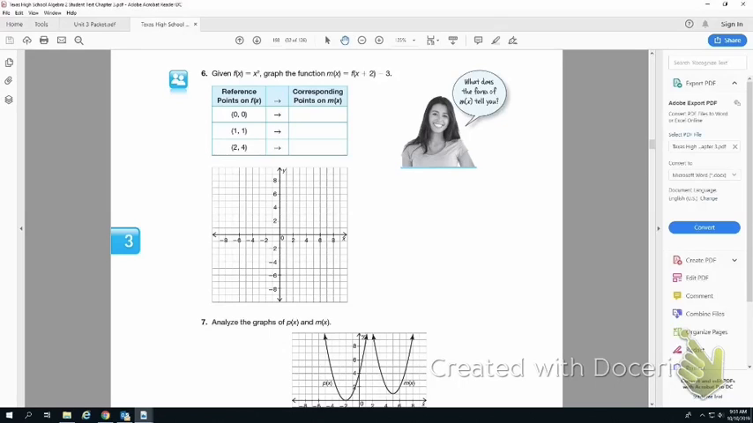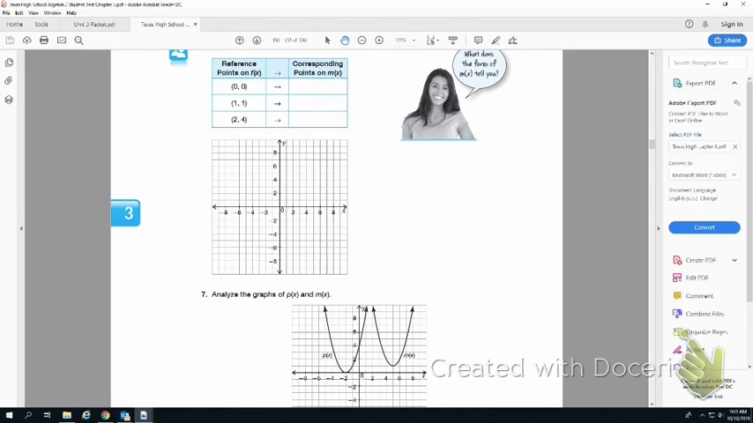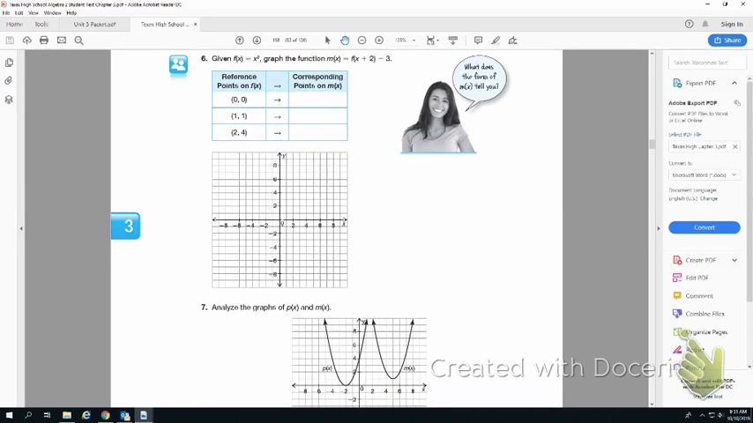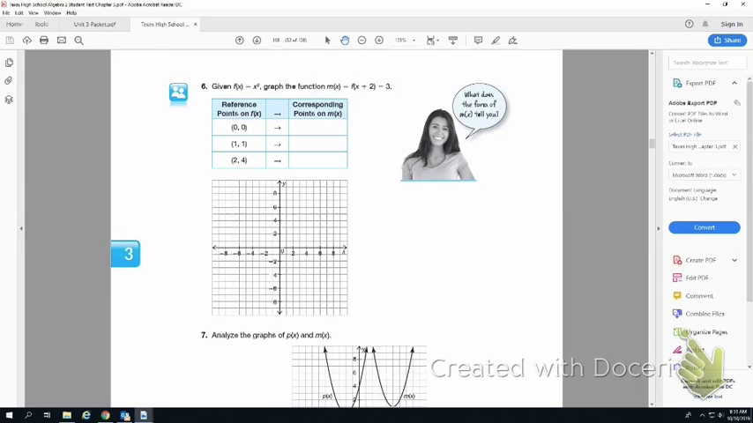So we've got another one here. The +2, which direction is that going to move the graph? Left 2. Which direction is the minus 3? Down. So I'm going to take each x value and do what to it? I'm going to subtract 2. I'm going to take each y value and do what to it? Subtract 3.